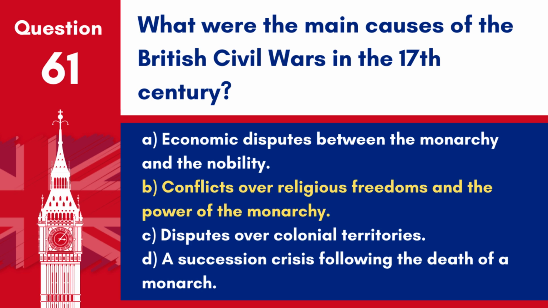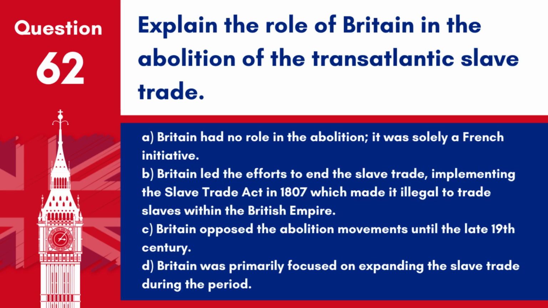Answer B. Conflicts over religious freedoms and the power of the monarchy. The British civil wars stemmed from complex issues, including struggles over political power and governance, and significant disagreements over religious freedoms. Question 62. Explain the role of Britain in the abolition of the transatlantic slave trade.